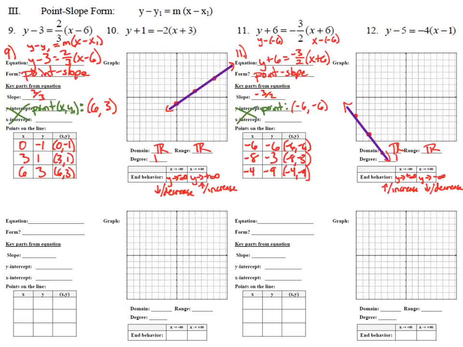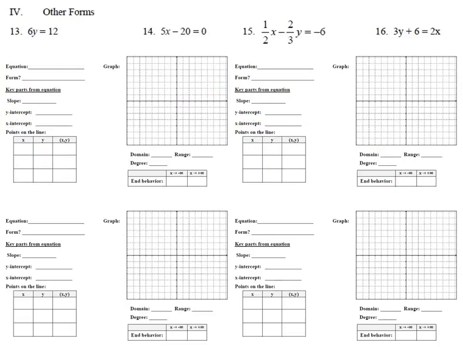All right, there will be some equations that are not in those forms. Remember, we talked about our horizontal and vertical lines, or something that just is not in any of those forms that we talked about. So if we look at number 13, when we're in the form of 6y equals 12, I only see one variable. So that's my first clue that I have one of those other forms. But if I solve for y, then I'm simply left with y equals 2.